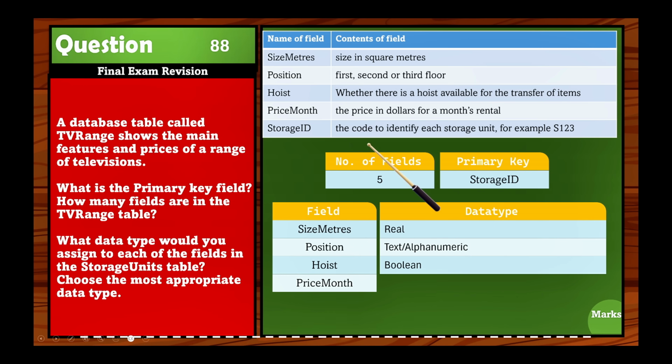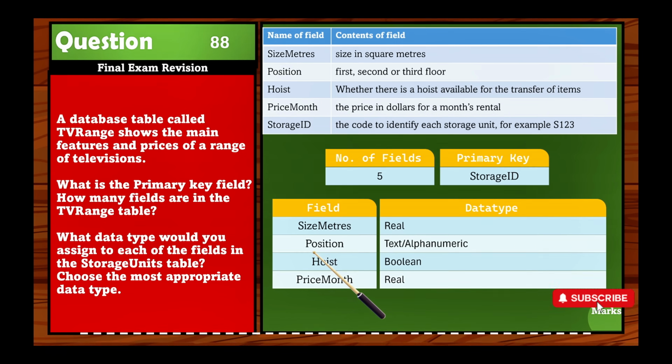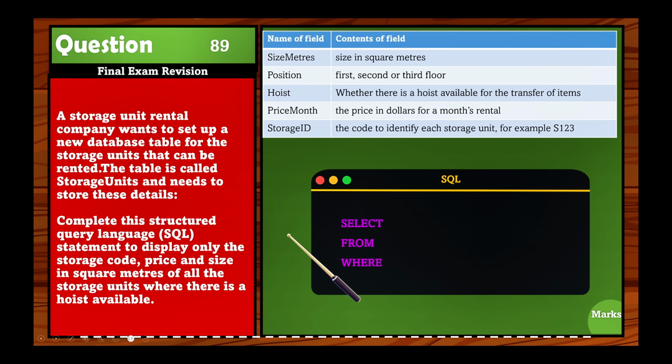Okay. Price month, the price in dollars for a month rental. So price and scores are always stored as real. That's why we choose real for this one. Now let's see question 89.